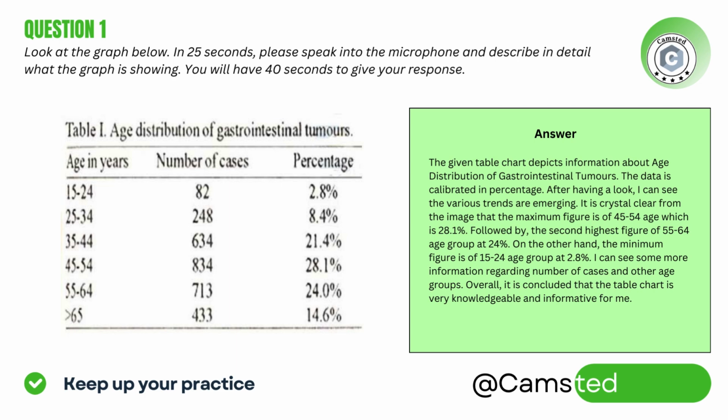Followed by, the second highest figure of 55 to 64 age group at 24%. On the other hand, the minimum figure is of 15 to 24 age group at 2.8%. I can see some more information regarding number of cases and other age groups. Overall, it is concluded that the table chart is very knowledgeable and informative for me.